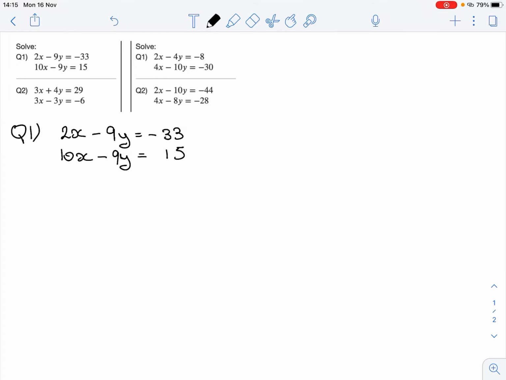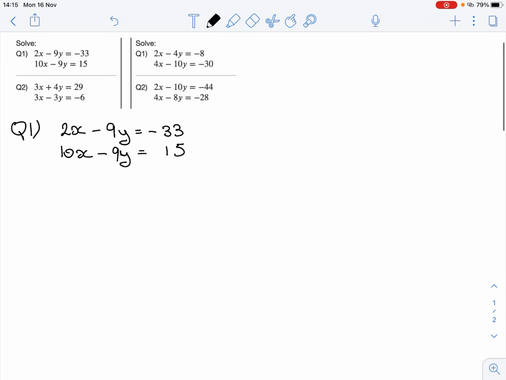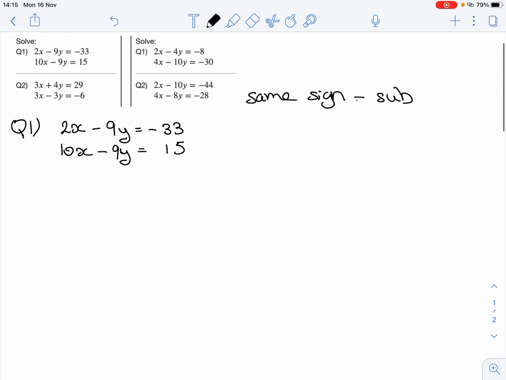To solve the simultaneous equation, remember our rules from previously. We have two variables, variable x and variable y, and we want to get rid of one variable. Remember, when we have the same sign, we're going to subtract, and with different signs, we're going to add.